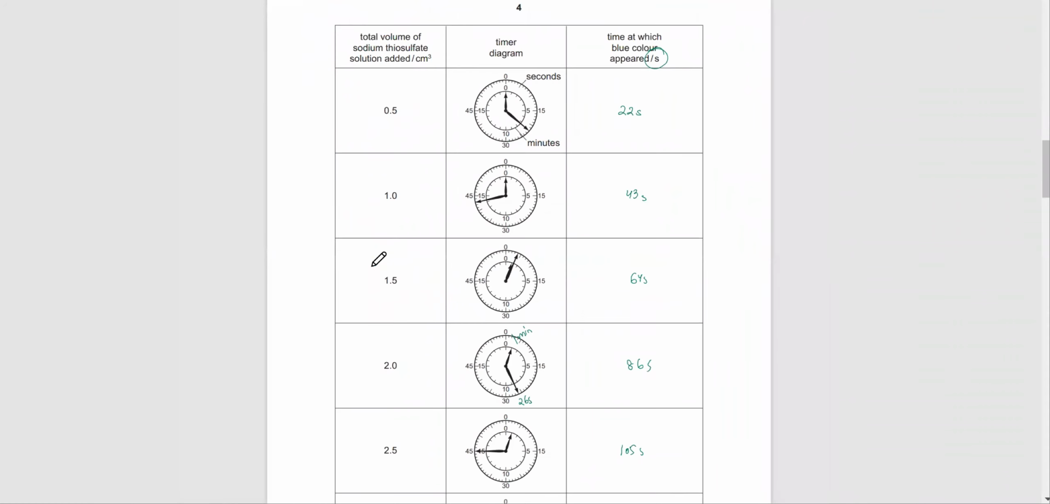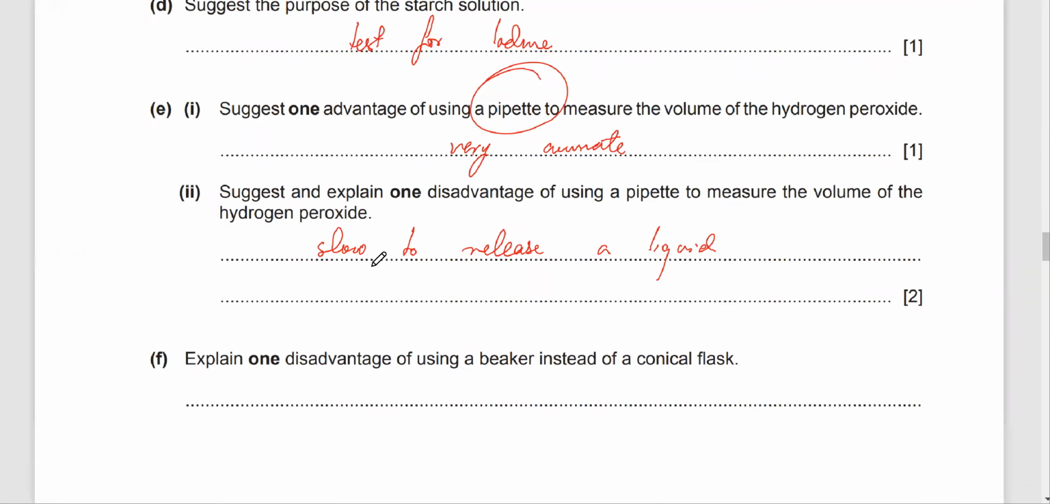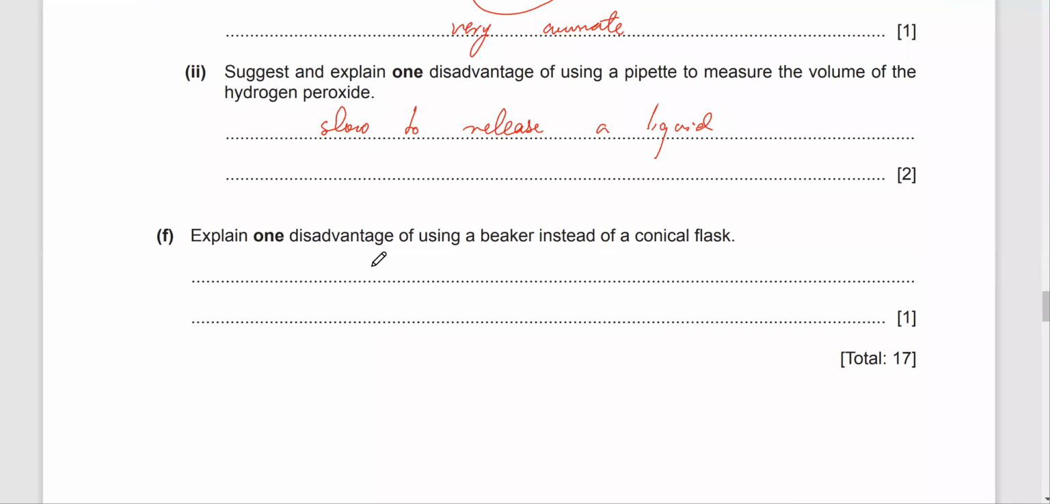ठीक है, Maha, do you get this point? Yes, sir. अच्छा, explain. Slow to release a liquid, so difficult to know the starting point or starting time.